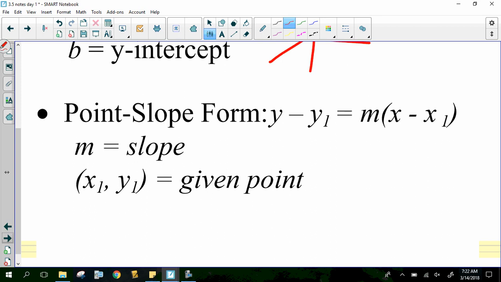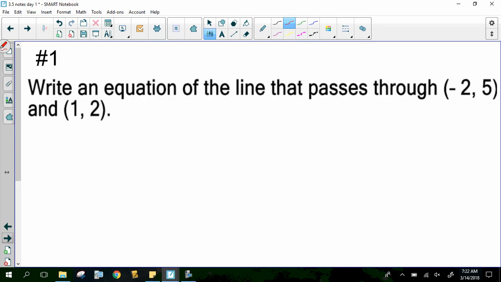And you can pause this video at any time, go back, rewind, whatever you miss, there's a way for you to find it. All right, so the first one is write an equation of the line that passes through the points -2, 5, and 1, 2. So the first thing we're going to need is the slope. We're going to put this one into point slope form because we are given a point and we can find the slope. So again, point slope form is y minus y1 equals m times x minus x1.